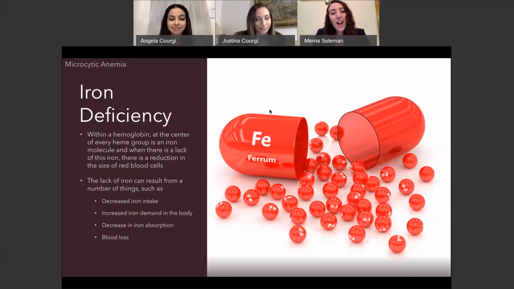But iron deficiency can also lead to microcytic anemia. As mentioned before, within hemoglobin, at the center of every heme group is an iron molecule, and when there is a lack of this iron, there is a reduction in the size of red blood cells. The lack of iron can result from a number of things.